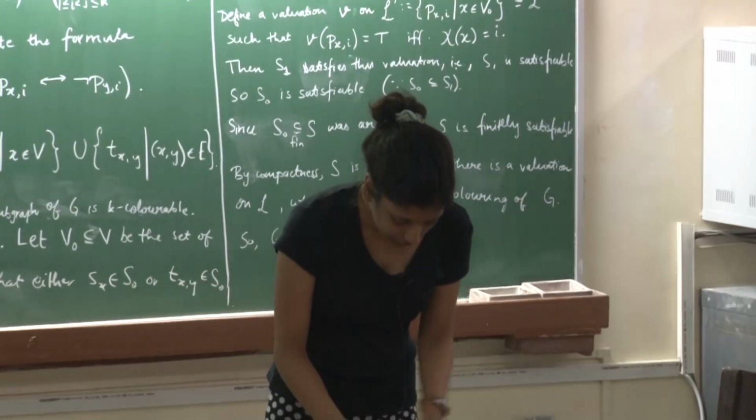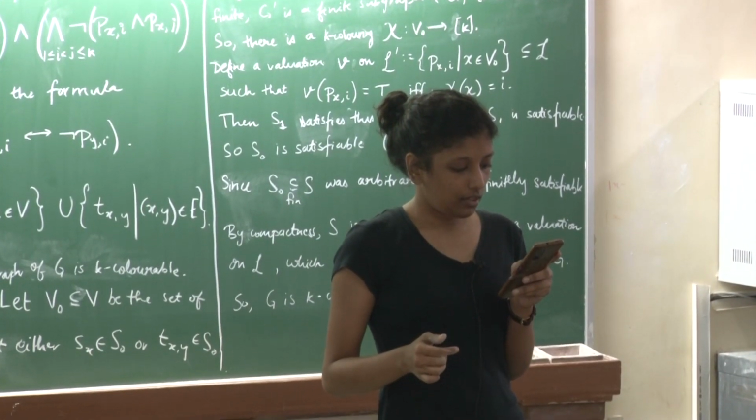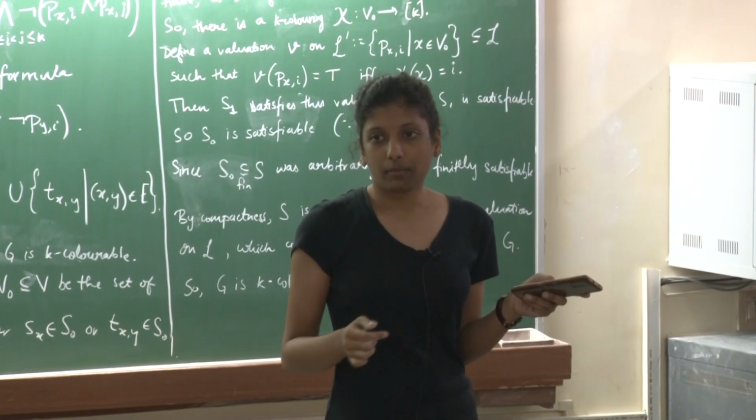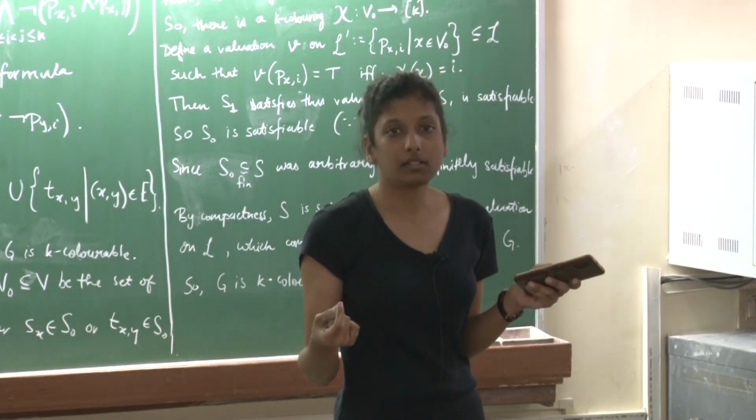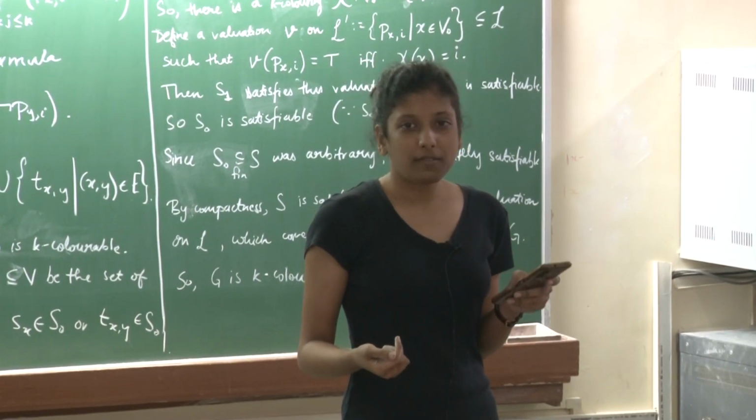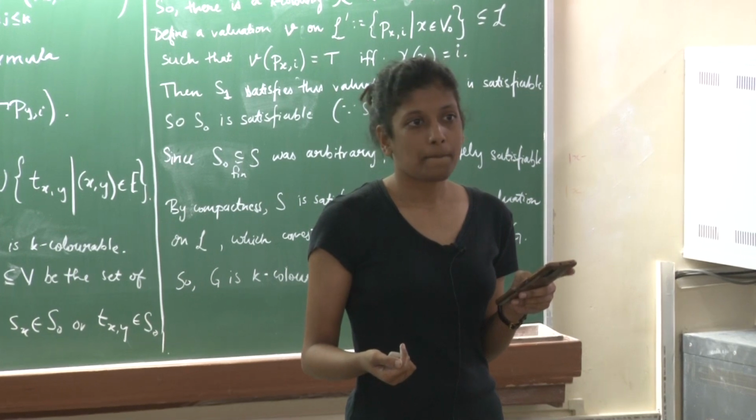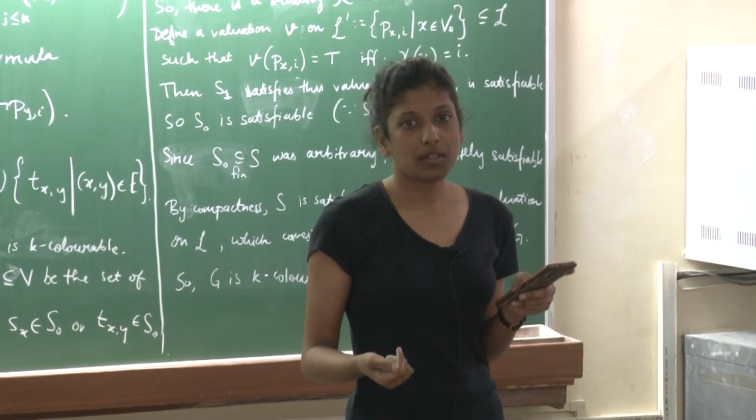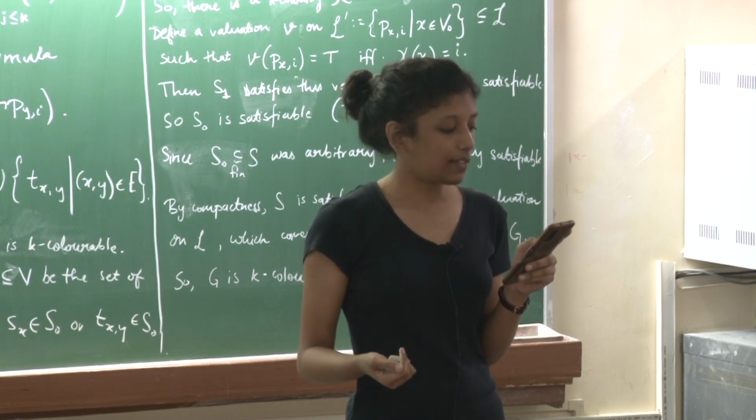So the question asks you to show that a graph is k colorable if and only if every finite subgraph is k colorable. And you have to show this using compactness. So is one side of this obvious? If a graph is k colorable, every finite subgraph is k colorable.